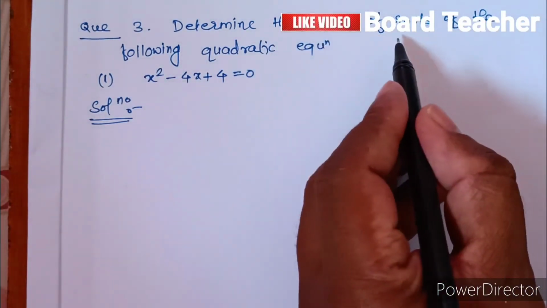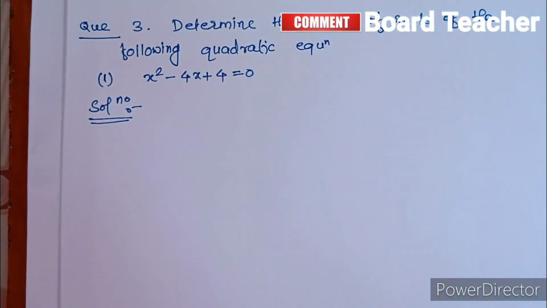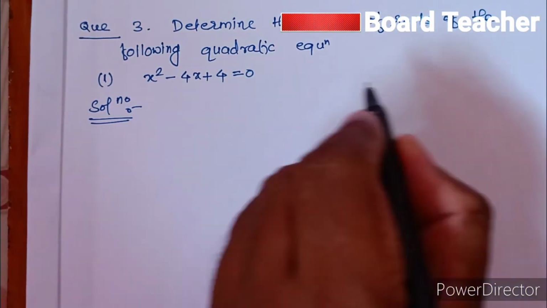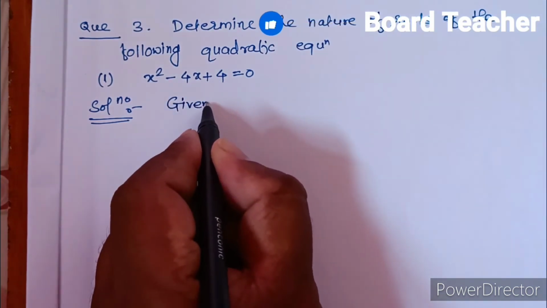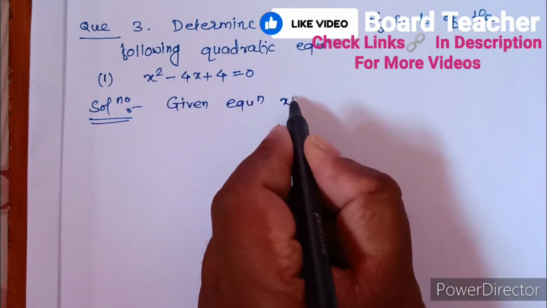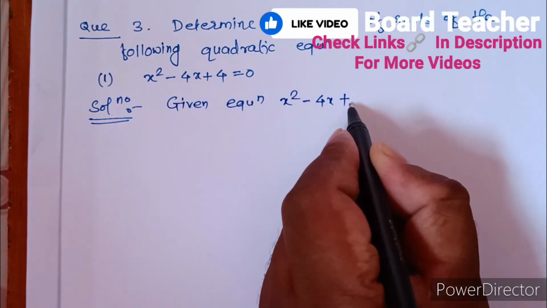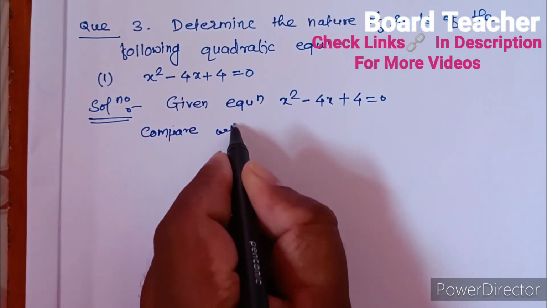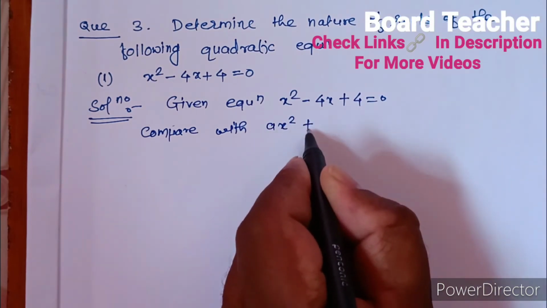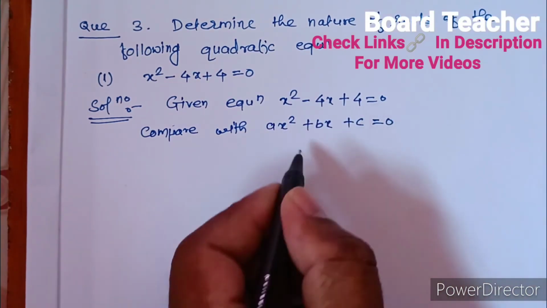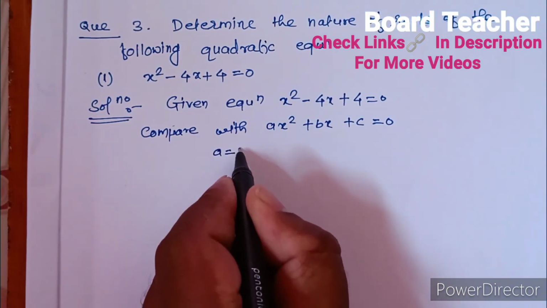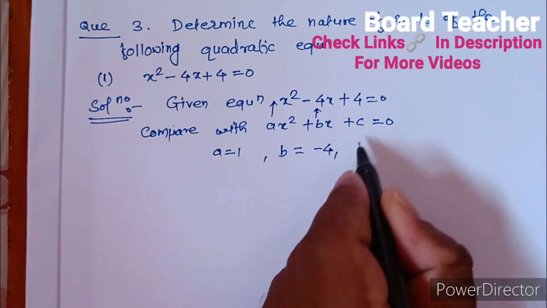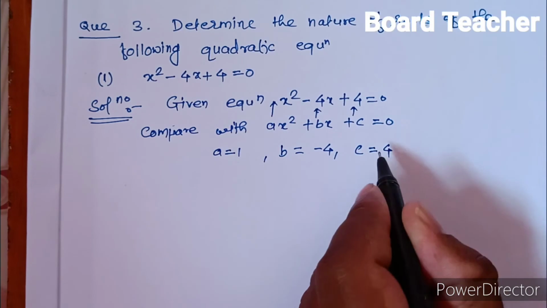Next question: determine the nature of the roots of the following quadratic equation. The sub question included is x square minus 4x plus 4 equals 0. Now write down the given equation as it is, x square minus 4x plus 4 equals 0. Compare this equation with the standard form, ax square plus bx plus c equals 0. Now here we get a equals 1, the coefficient of x square, b equals minus 4, and c equals 4.